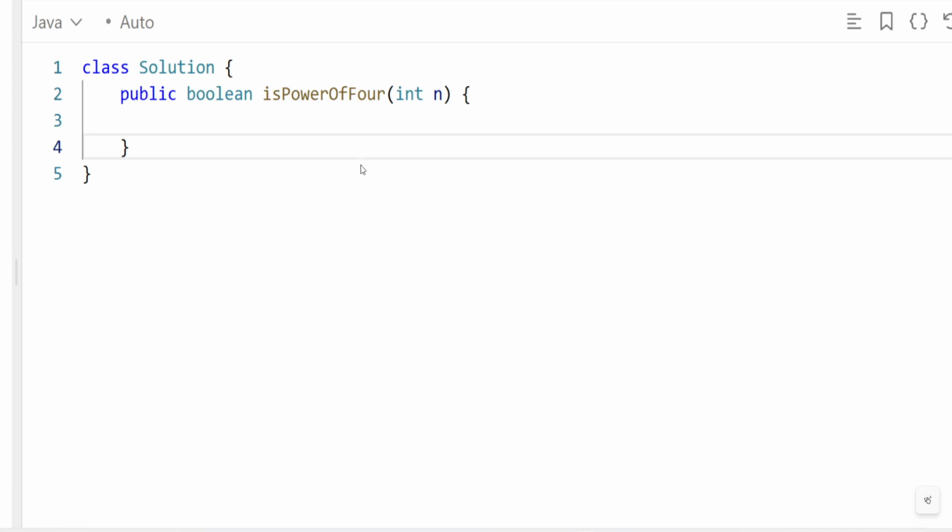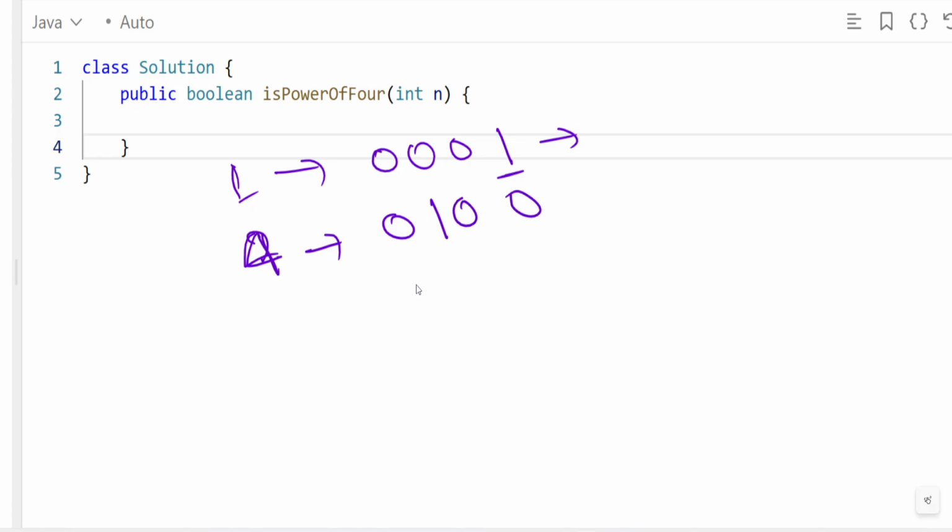Let's suppose there are some bit positions. Before that, let's say this is 1, we have power. If we write 0 0 0 1, what is the bit position we have here? The bit position is at 0. Now let's talk about 4. What do we have? 0 1 0 0. The bit position is at 2. So we can say bit position at 0, bit position at 2.